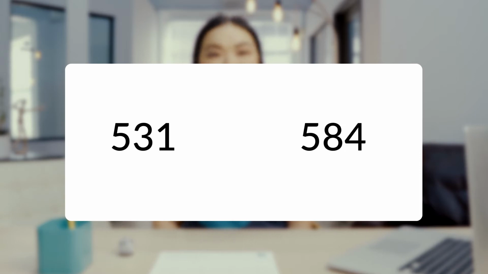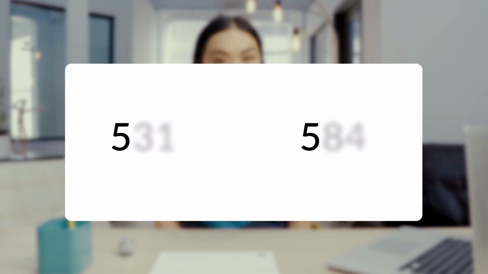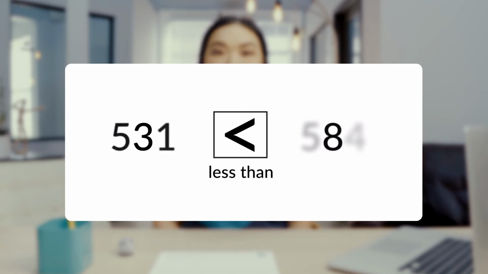Let's look at another pair of numbers to compare. Here are the numbers 531 and 584. To compare these two numbers, you begin again with the digit furthest to the left, or the hundreds place. Since these two numbers both have a 5 in the hundreds place, you move to the next place value, the tens. Is 3 greater than or less than 8? 3 is less than 8. This tells you that 531 is less than 584.